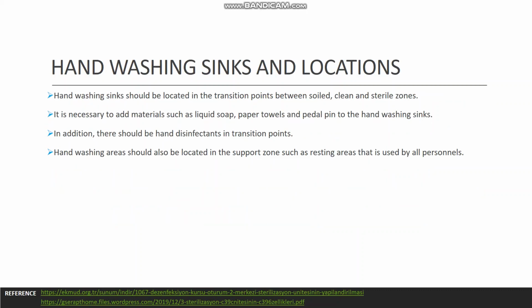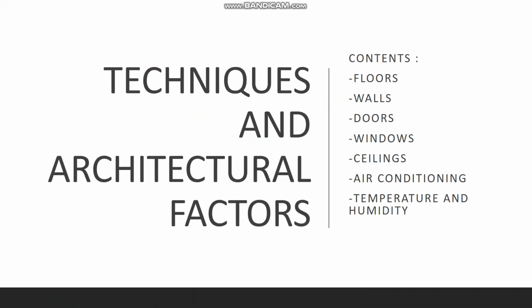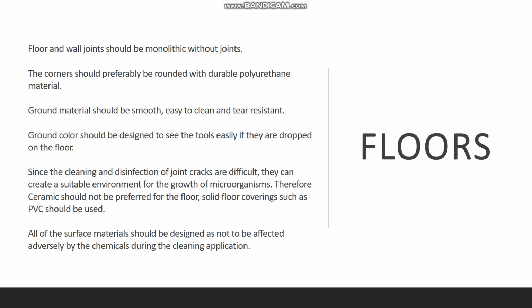Hand washing sinks should be located at the transition points between soiled, clean, and sterile zones. It is necessary to add materials such as liquid soap, paper towels, and a paddle pin to the hand washing sinks. In addition, there should be hand disinfectants at transition points. Hand washing areas should also be located in the support zones, such as resting areas that are used by all personnel. Technical and architectural factors.